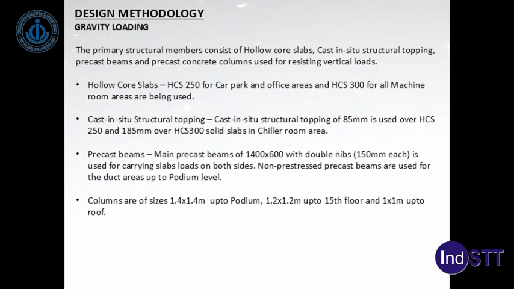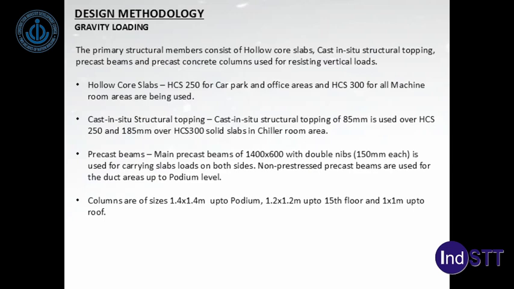Precast beams are typically 1400 wide, including the nib or the ledge for supporting the hollow core slabs, and they are 600 deep in total. So the precast part is 450 mm and 150 mm part is done at site with cast in situ concrete after placing the top reinforcement.